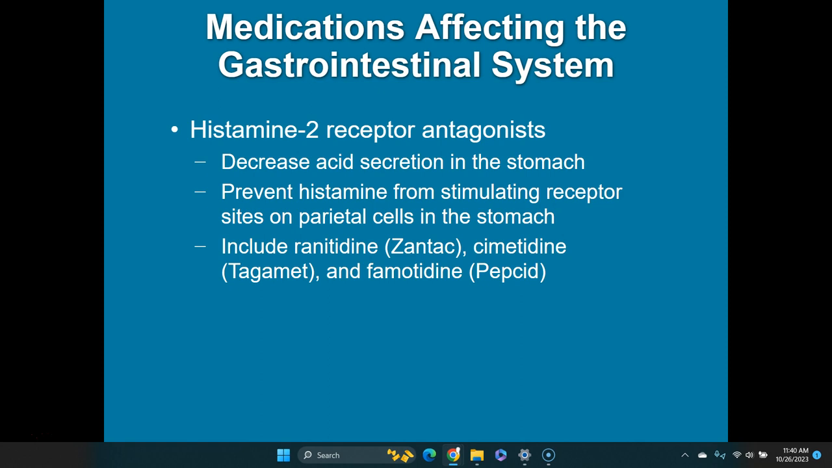When someone's having an allergic reaction, they have an overproduction of histamines, H1 and H2. So you can give something like Pepcid in the presence of an allergic reaction to help with that as well, giving Benadryl and the Pepcid together.